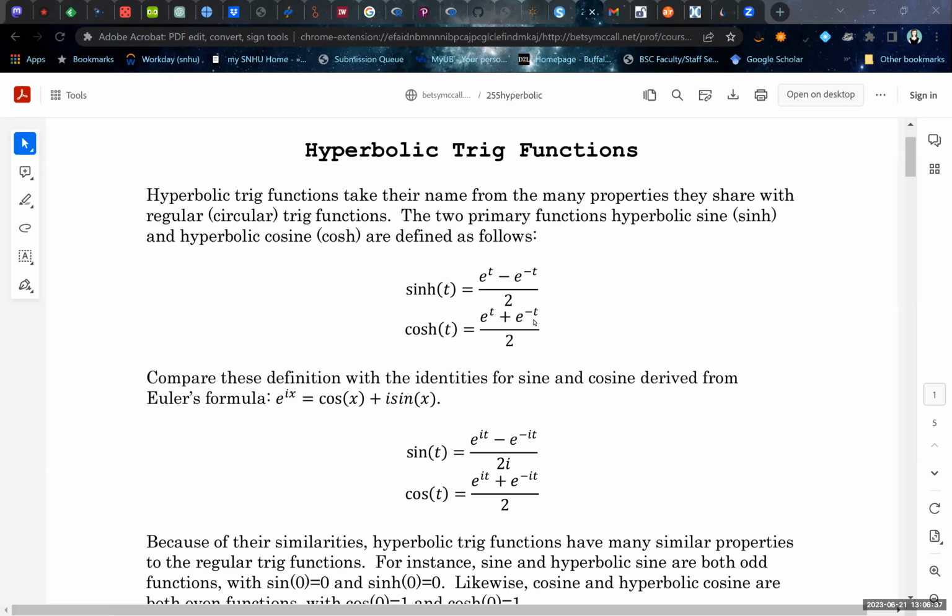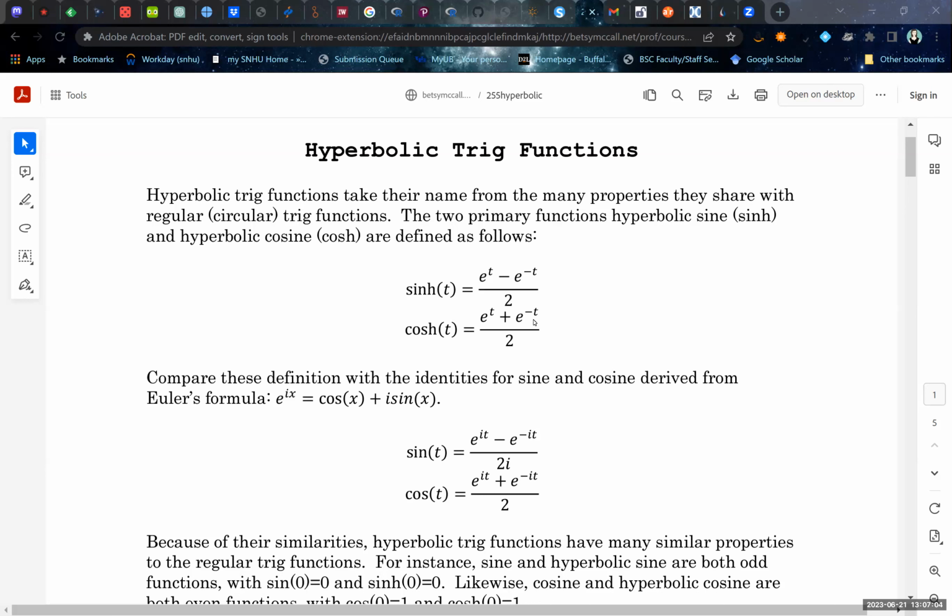And so I just want to give a brief discussion of the definitions and general properties, in case you encounter them, or in case you just wonder, what is this sinh? What is this sine h thing? Is this sine of h of t? No, it's not that. Okay, so hyperbolic trig functions are similar to, but different from regular trig functions.